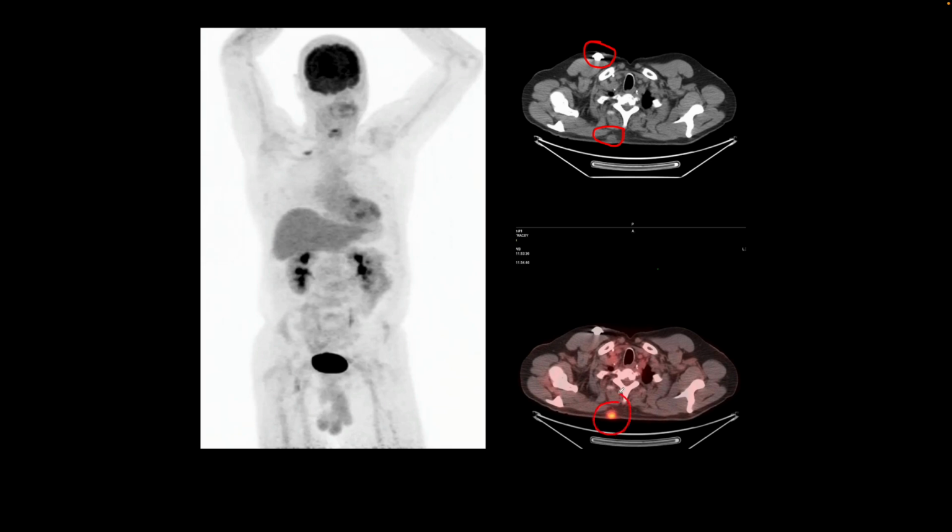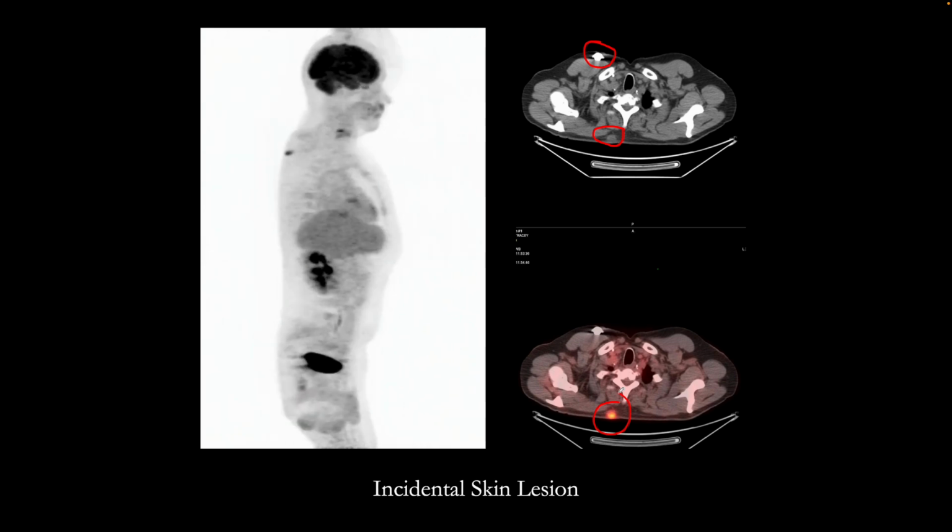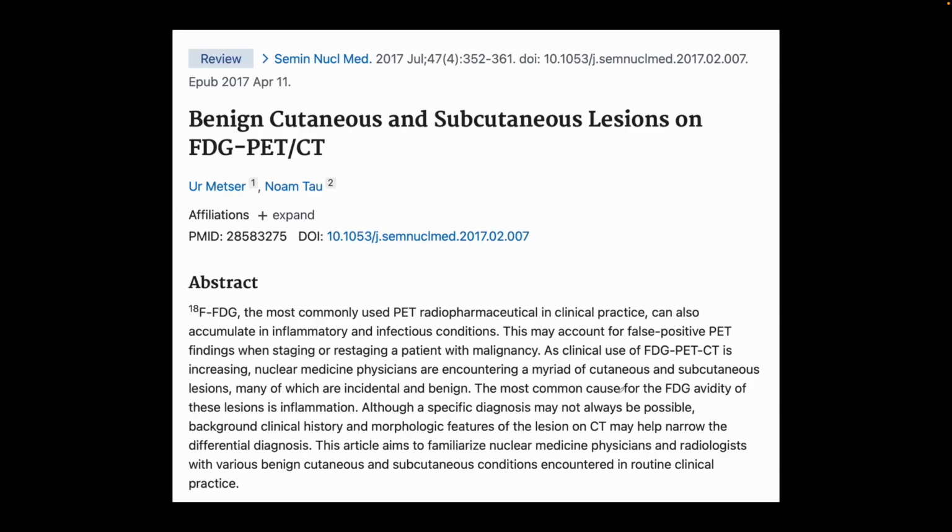And so something like this is most of the time benign. It's an infected follicle or a sebaceous cyst, which is now called an infected epidermal inclusion cyst. So an incidental finding on FDG PET-CT, but it should not be confused with malignancy. This is a good review article on benign cutaneous and subcutaneous lesions on FDG PET-CT scans.